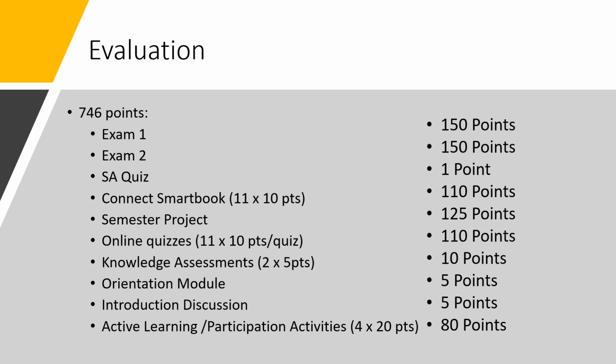We're then going to have activities called Connect SmartBook activities. There'll be 11 SmartBook activities over the course of the class, and each of them is going to be worth 10 points. We will have one comprehensive semester project worth 125 points. Each week where there's not an exam or a scheduled holiday or additional activity, there'll be an online quiz, and each of those quizzes is going to be worth 10 points.